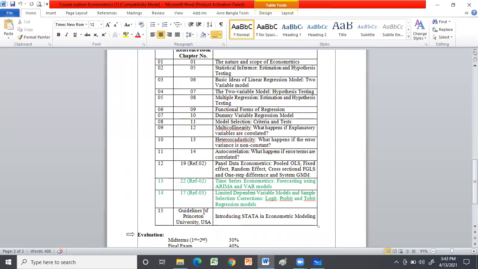এখানে একটা গাইডলাইন দেওয়া আছে, গাইডলাইন্স অফ প্রিন্সটন ইউনিভার্সিটি ইউএসএ। This guideline is actually related to chapter 12, that is chapter 19 here, panel data econometrics. Guidelines of the Princeton universities, they have actually published this guideline, how to conduct the panel data econometrics. So I will follow this guideline whenever we are actually discussing any topic from this chapter.